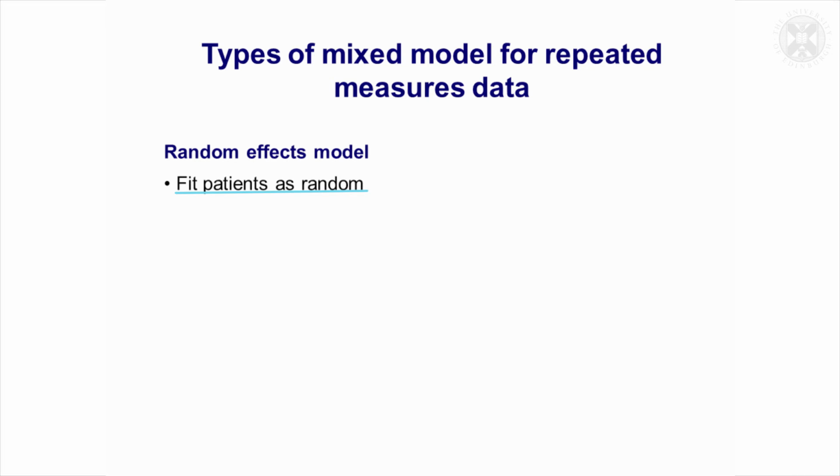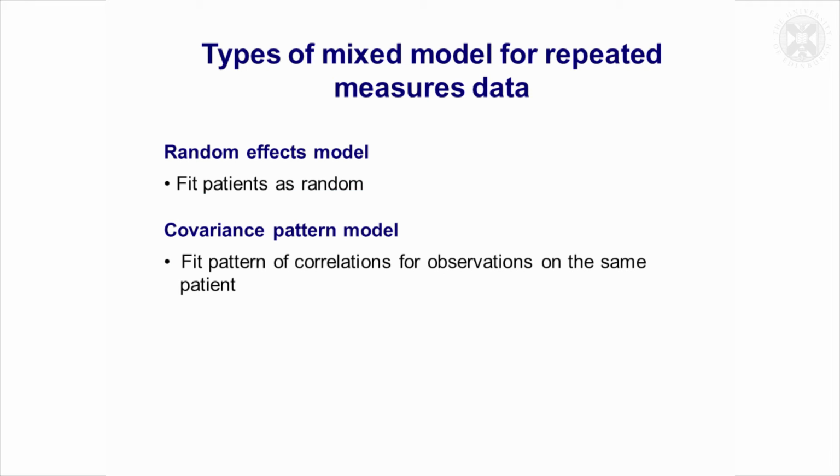It might not simply be a constant correlation across the time points. So that's where something called covariance pattern models comes in, where you can fit a pattern of correlations over time for observations on the same patient or unit.